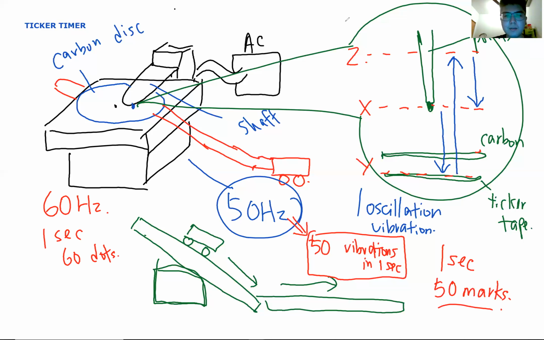Now, let me continue to the next part. So I want to erase this. If you have not managed to copy it down, you can take a screenshot first. Okay. So after you have done the experiment, you will get this one. This is your ticker tape. It looks like this. Okay, so this is your ticker tape, and then it will have dots.